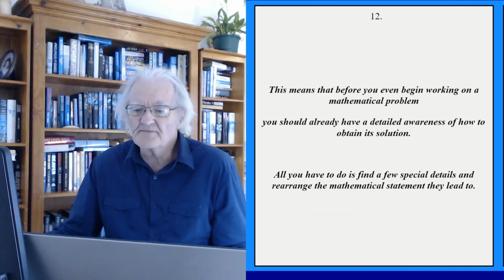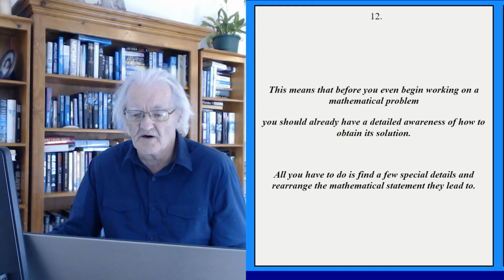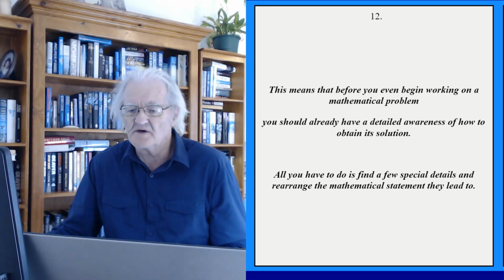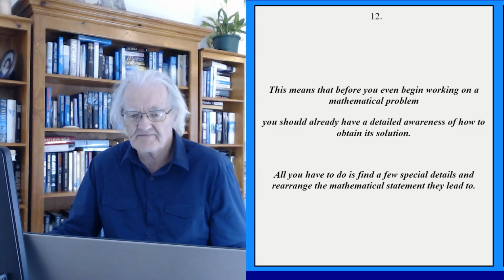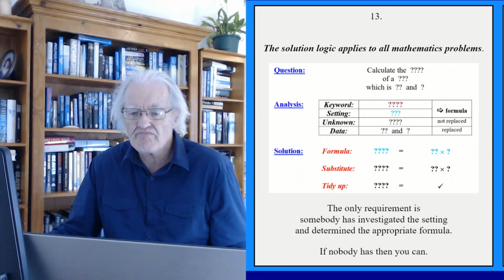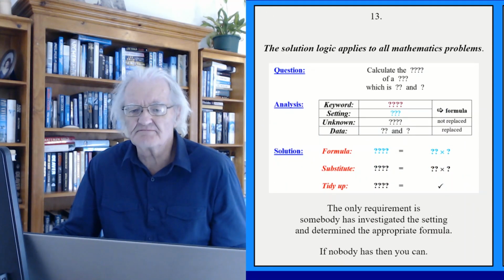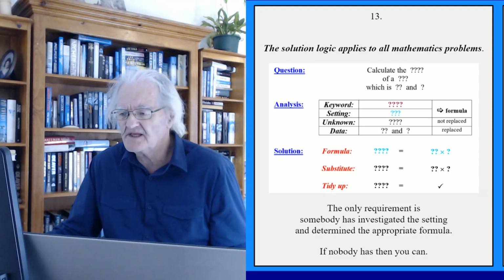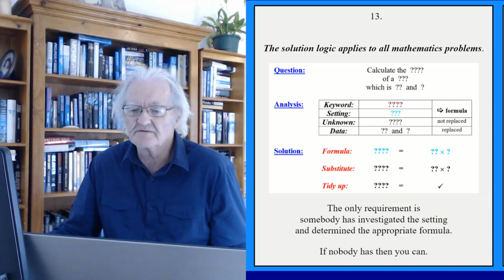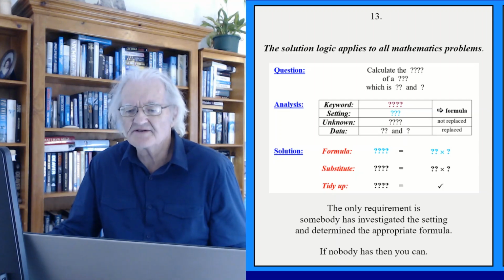So all of this means that before you even begin working on a mathematical problem, you should already have a detailed awareness of how to find its solution. All you have to do is find a few special details and rearrange the mathematical statement they lead to. So here is a general solution that applies to all mathematics problems. The question is calculate something associated with something which has certain characteristic features. These would be represented by numbers.